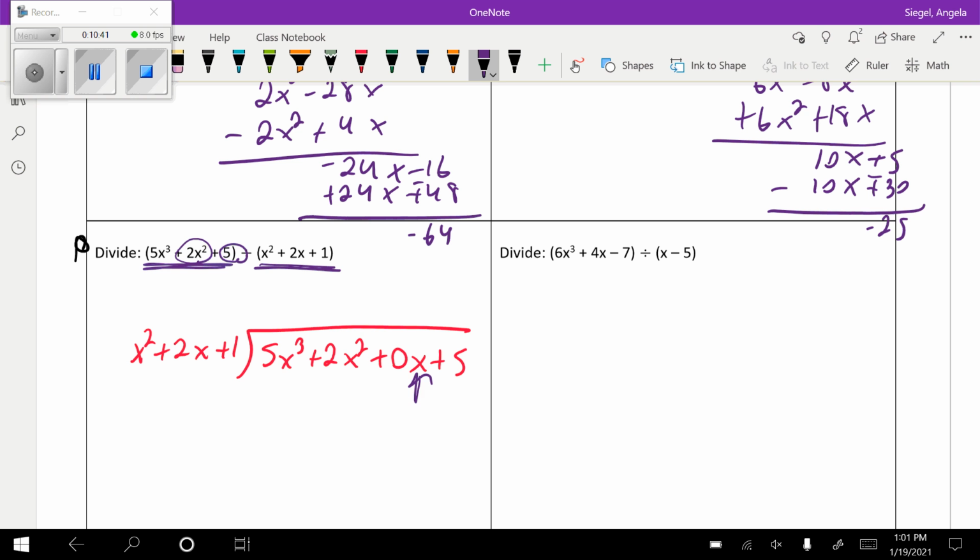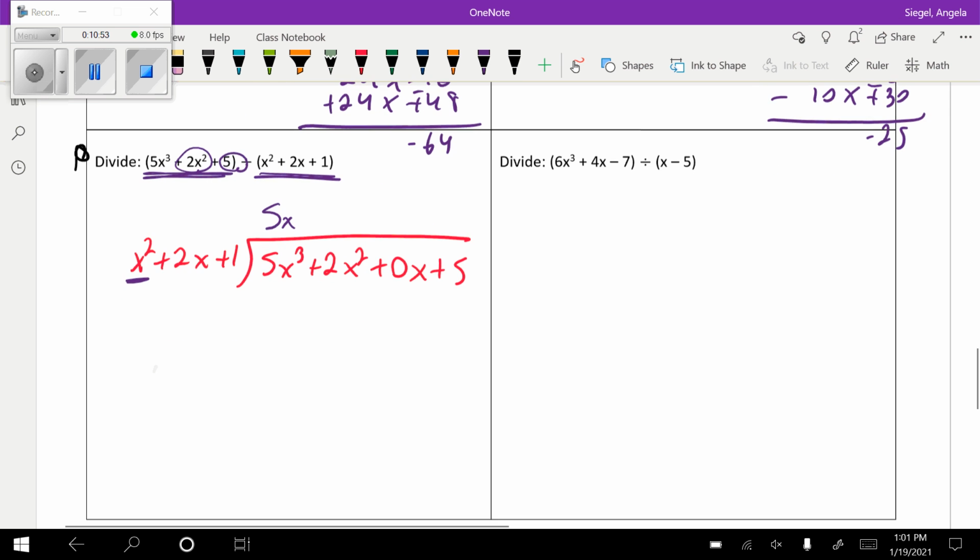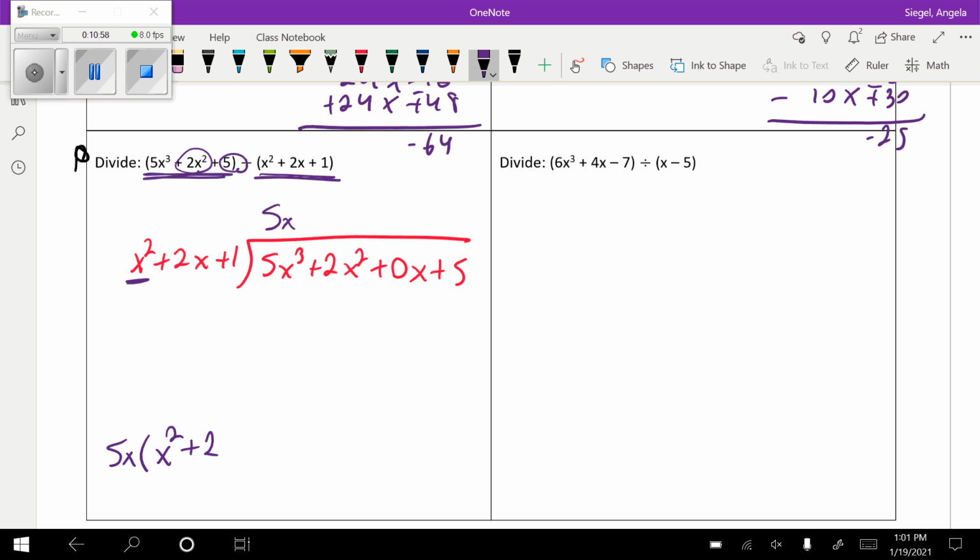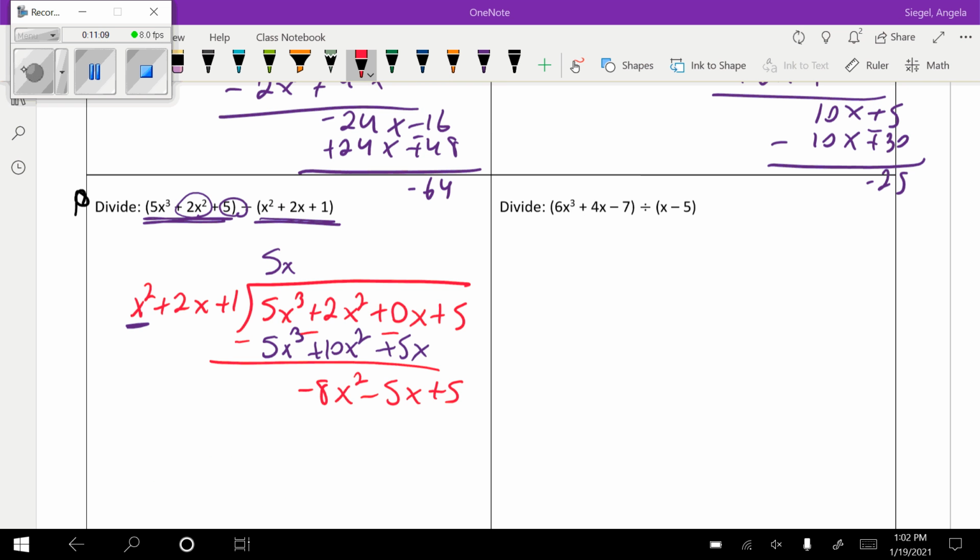Okay, so we're still going to do the same thing. So we're going to ask ourselves, how do I get from here to this first term? Well, I'm missing a 5 and I'm missing an x. So the only difference is when I multiply these two together, you are multiplying that 5x to 3 terms. So it's going to be 5x to the third plus 10x squared plus 5x. And that's your only difference. Okay, so you should end up with negative x squared minus 5x plus 5.